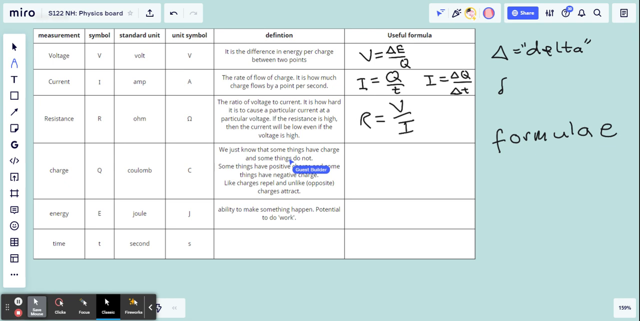Okay, so we're going to stop the video there. Then we're going to do a little bit of practice of using these different formulae.